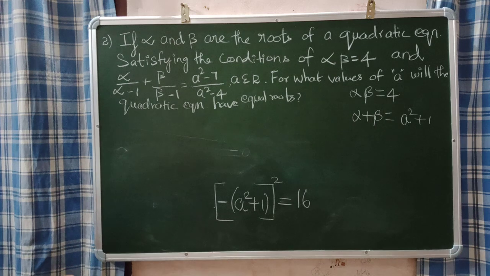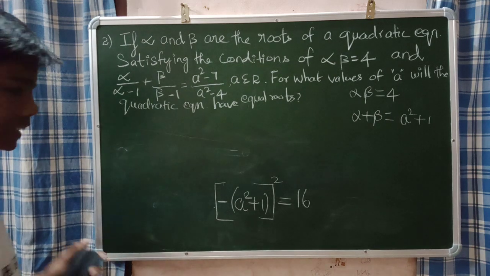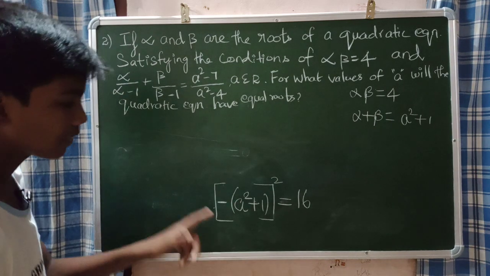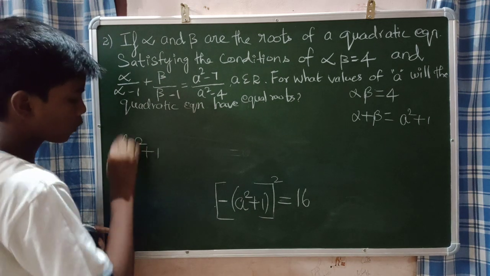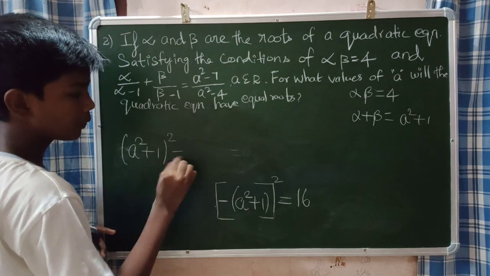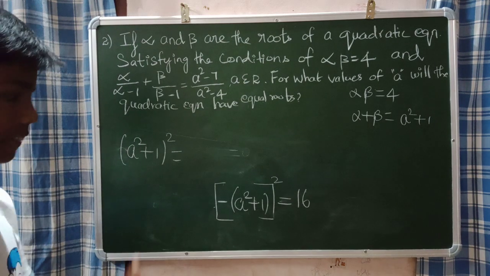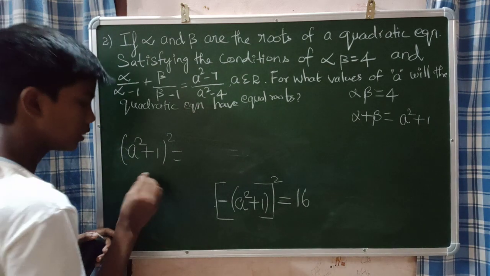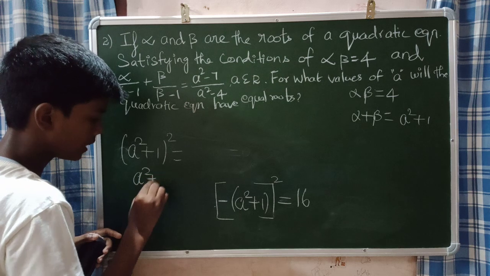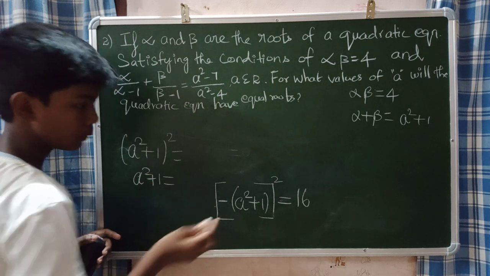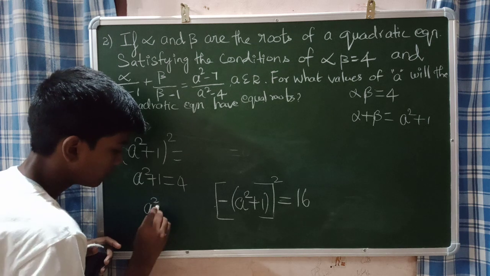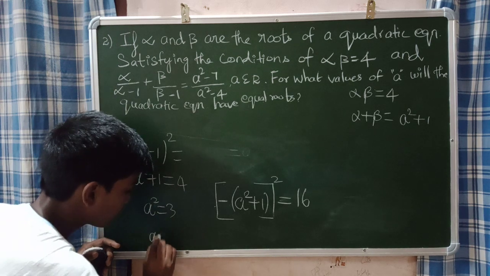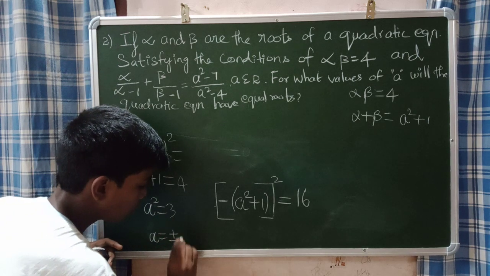So (−a)² + 1 whole squared is (a² + 1) whole squared, and that will be equal to 16. The question they have given is 16. So a² + 1 will be equal to 4 because root of 16 is 4. So a² will be equal to 3. So a will be equal to plus or minus root 3.